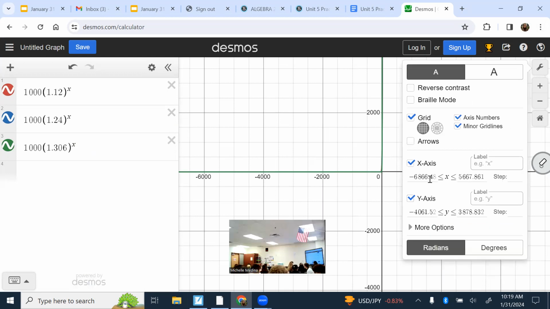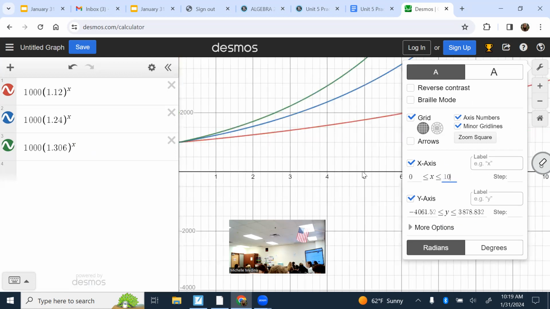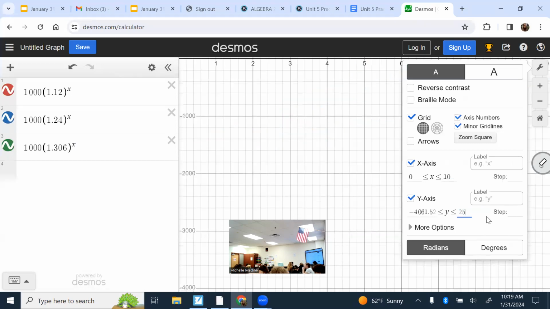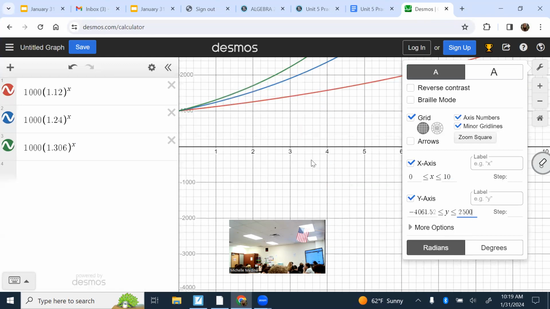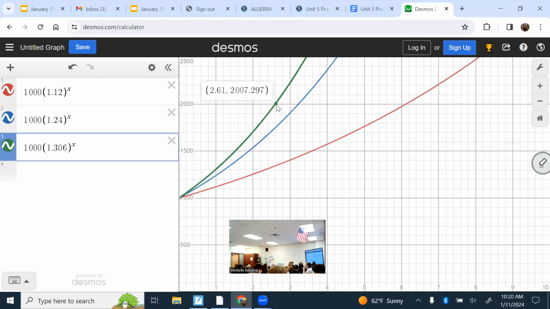For our X's, we don't need any negative X's. We're not going to look at any negative years today. And I don't know how long it'll take, so I'll just guess maybe 10 and then adjust from there. We want to know when it reaches 2,000, so have your y-axis be maybe a bit over 2,000. Your y-axis could start at 0 if you want it to. And you could hold down until you see that it's 2,000 exactly.